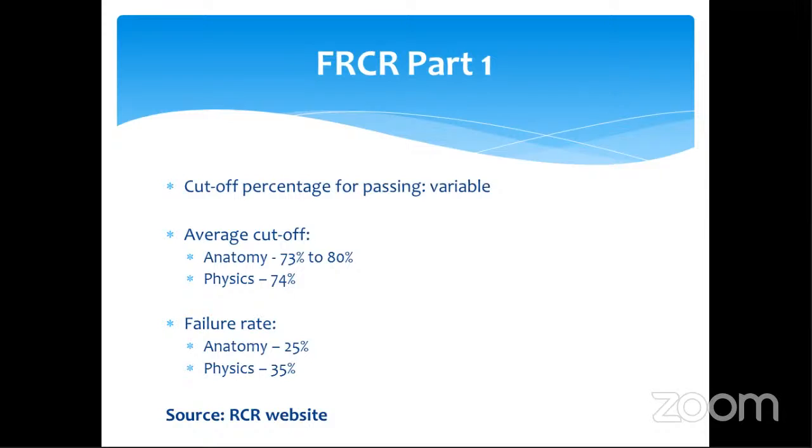So from 2015 onwards. And the failure rate as per the RCR website is 25% for ANAT, and around 35% for physics. So around 1 out of every 3 people who give physics will fail.